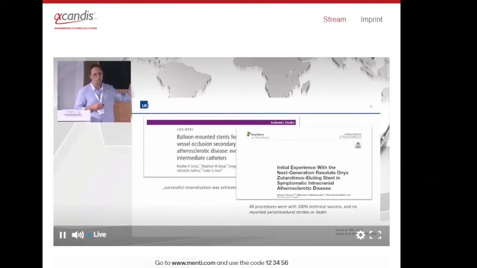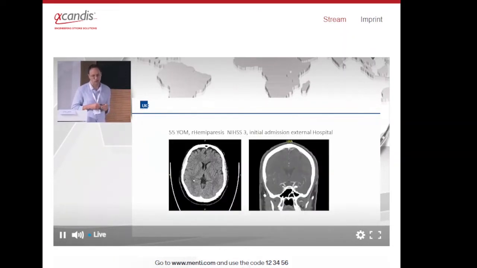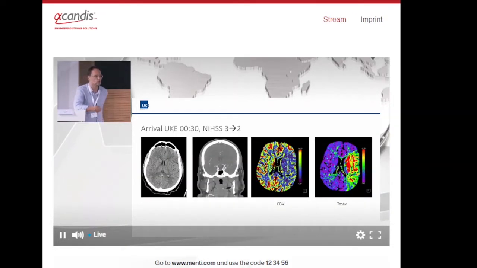So we heard about balloon-mounted stents, and I read those articles with high interest because I believe that we might benefit from a new balloon-mounted system that's especially designed for intracranial stenting, but this is up to further development. And I'd like to show one straightforward case, a quite young male patient with a very low NIH stroke score, right-sided hemiparesis, that was initially admitted to an external hospital with these images, ASPECTS of 10 and the proximal M1 occlusion. And he was transferred to our hospital and arrived a couple of hours later.